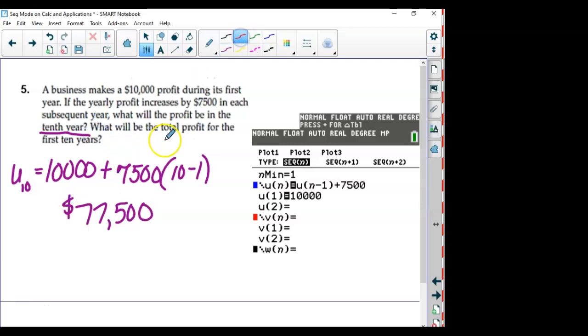The second part of the question says, what is the total profit for the first 10 years? Arithmetic sum. Do you remember that formula at all? It's on your sheet. The sum of the first 10 terms when it's arithmetic is the one where you do what?